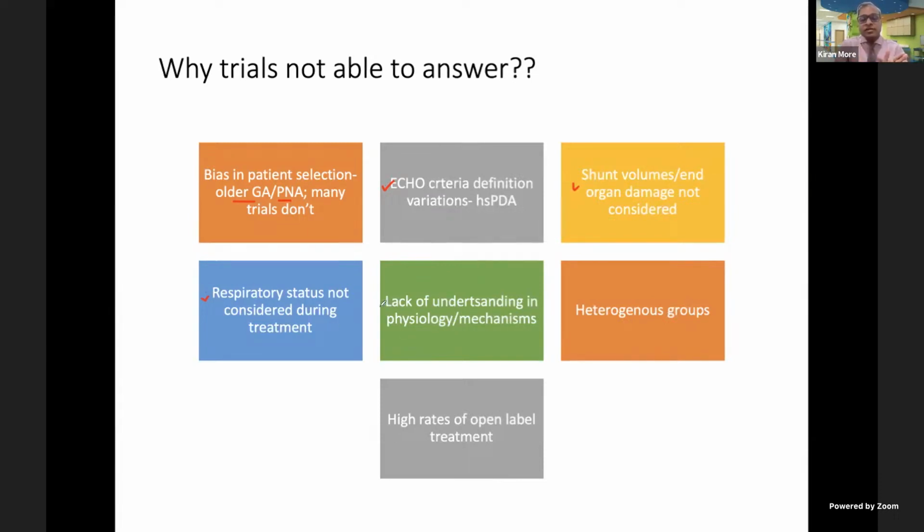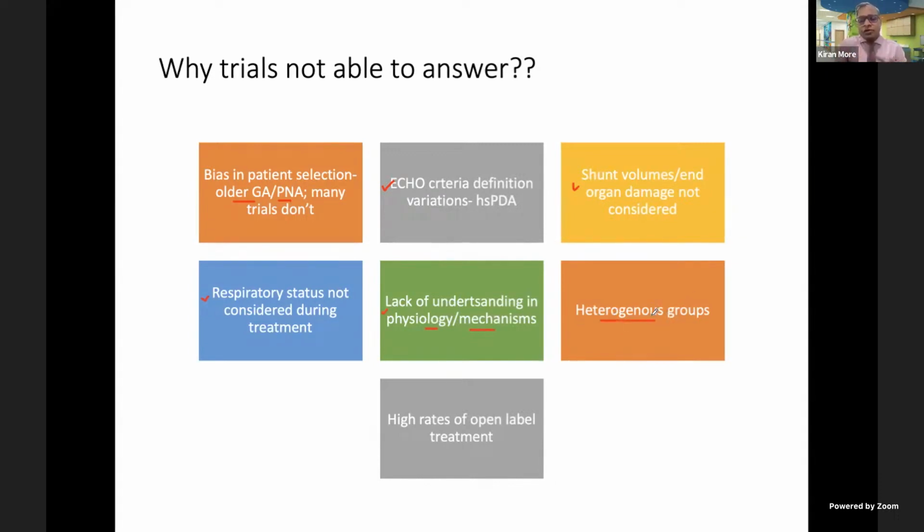And there is a lack of understanding about the physiology and mechanisms. When you do a more comprehensive echo assessment, you get more of an idea about what's exactly happening with the babies, and whether you can justify certain clinical features based on the PDA, and then you choose to treat, rather than just going by sheer diameter or a protocol-based approach.